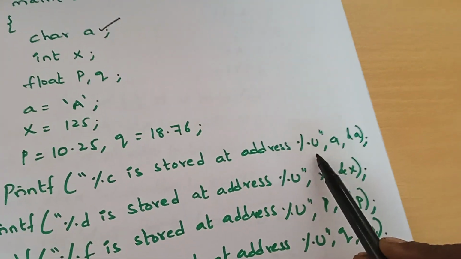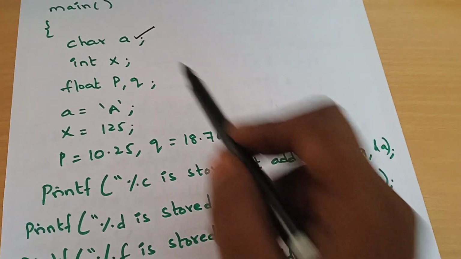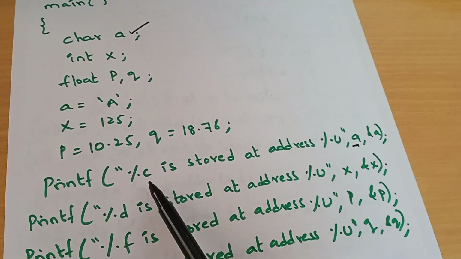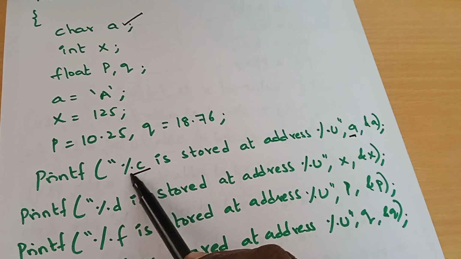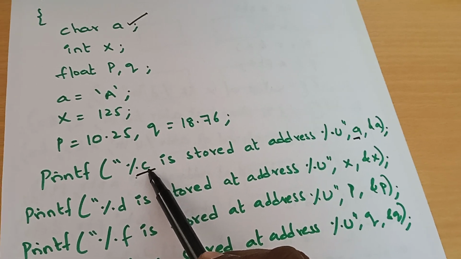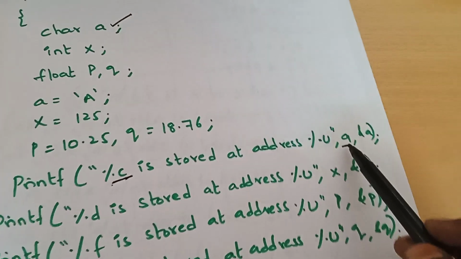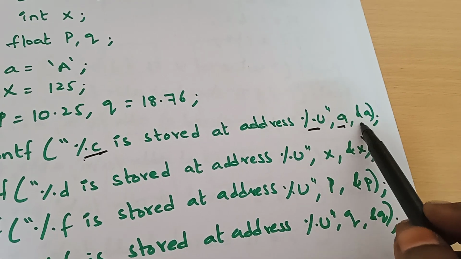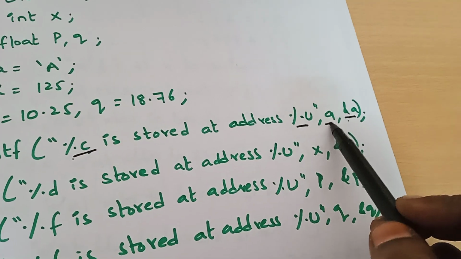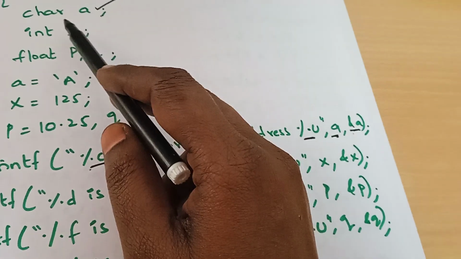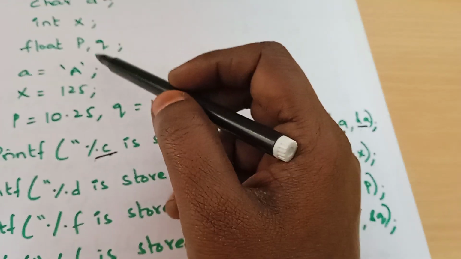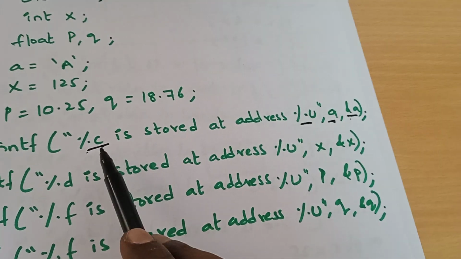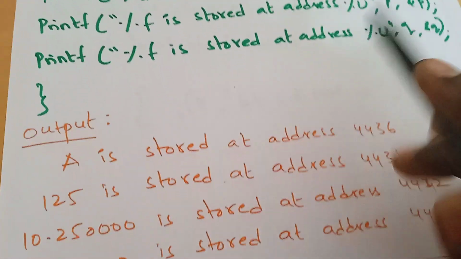%c is what? a. a is defined as character data type. Now I want to see %c. %c is the access specifier to print the value of a character. %c resembles a, %u resembles &a. So a means what? Character. What is the value of the character? Capital A. Now this %c is what we will get in display.